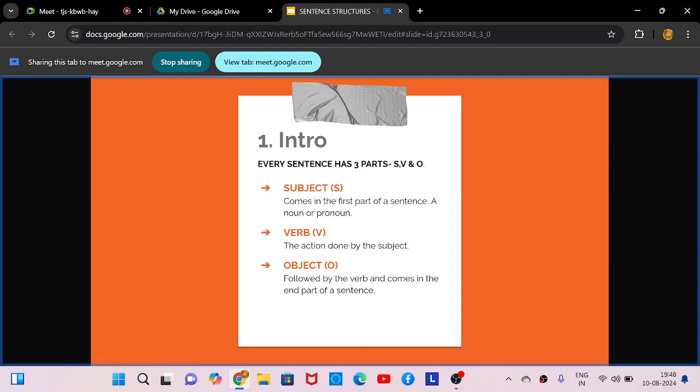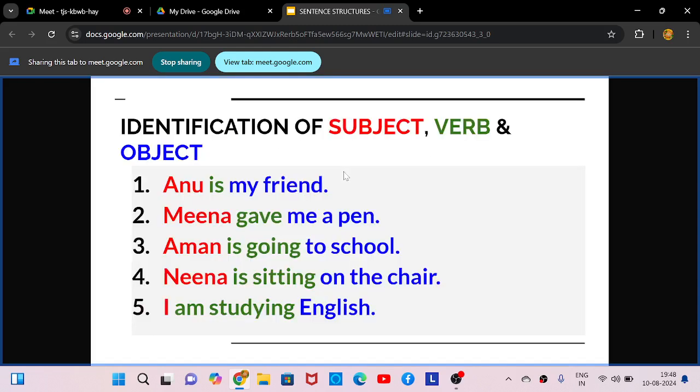Now, the next part is verb. Verbs are nothing but actions. Any kind of action is a verb. The action done by the subject, or performed by the subject, is the verb. So subject is over, verb is over. Now, finally coming to object. Object is followed by the verb and comes in the end part of the sentence. Whatever comes after the verb is called the object. So subject, then comes the verb, and then comes the object. Clear?